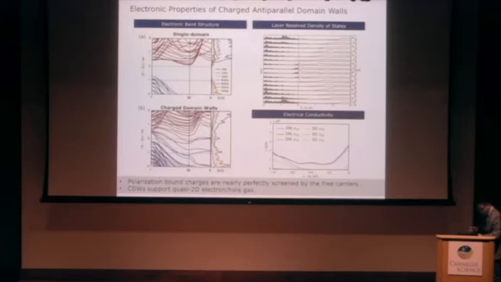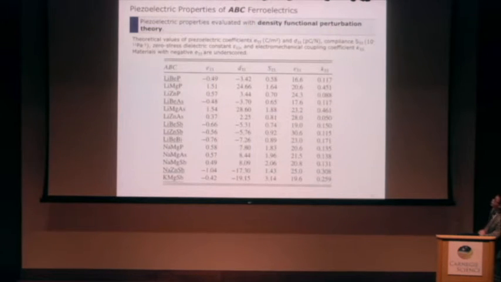Okay. So now I'm going back to the piezoelectric properties of ABC ferroelectrics. We calculate the piezoelectric coefficients with density functional perturbation theory. The protocol is pretty standard. All the calculations are carried out with the local density approximation with GBRV pseudopotentials. We use a very high energy cutoff, around 60 Rydberg. As you can tell from the table, quite a few ABC ferroelectrics have negative e33 and d33.